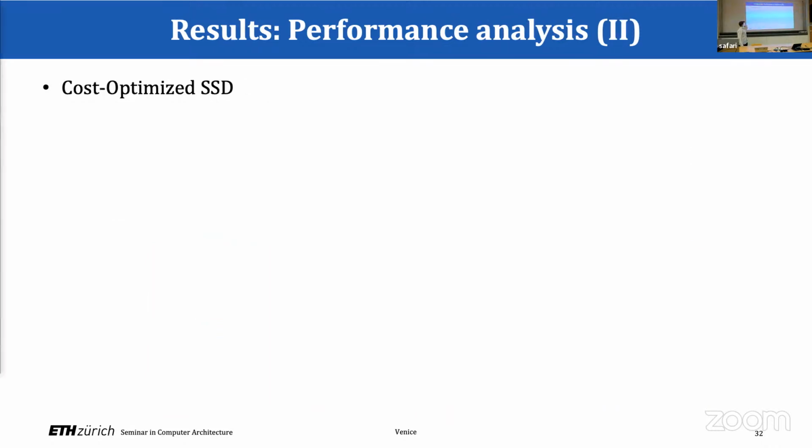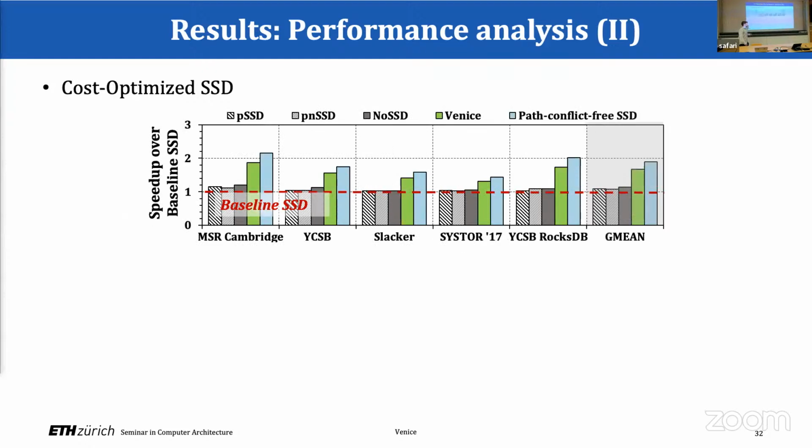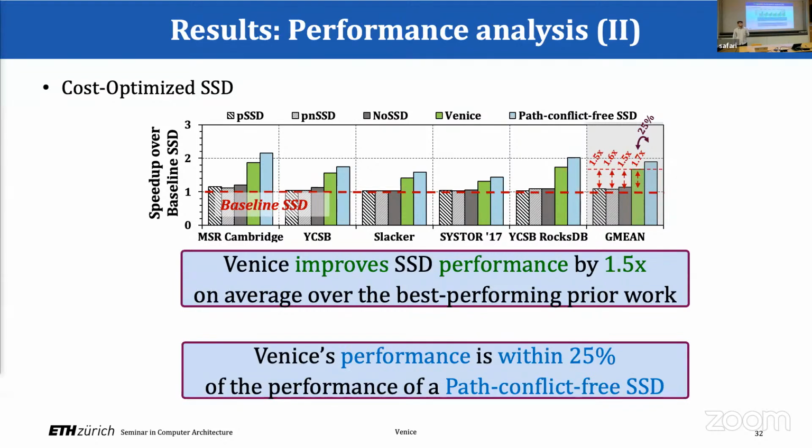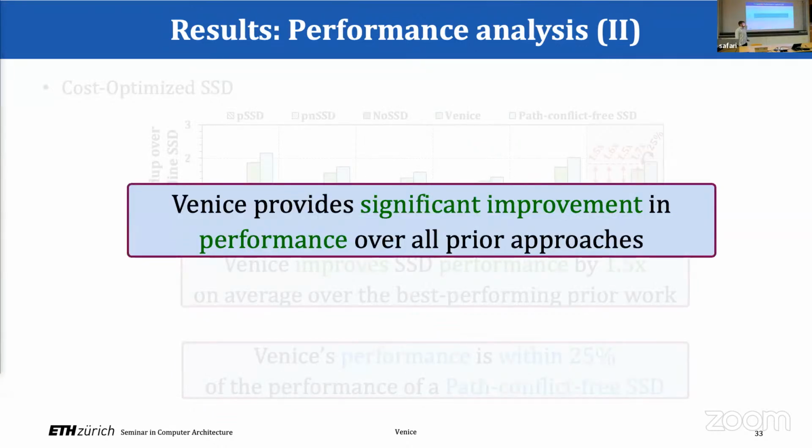On the cost optimized SSD, the results are similar. Basically, we have an improvement in performance over the best prior work of 9.5, and it lies within 25% of the performance of path conflict-free SSDs. So we can say overall, in both cost optimized and performance optimized SSDs, we have a significant improvement in performance over all prior approaches.